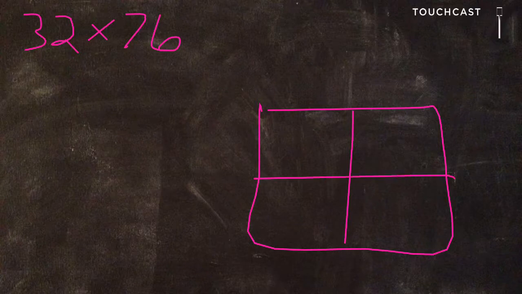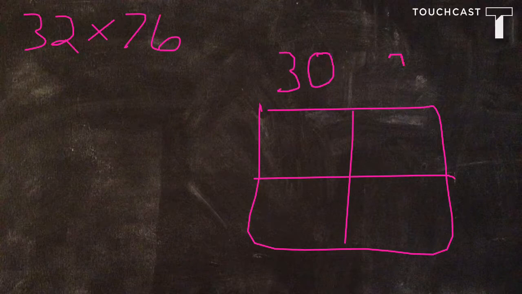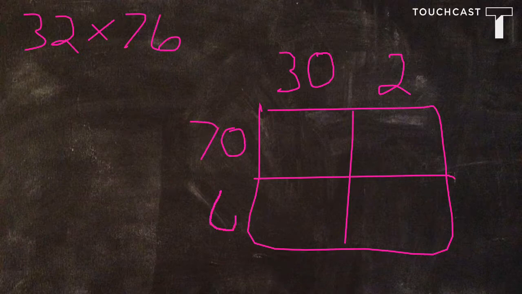And then for our numbers, we use the distributive property to break them down. So 32 is going to break down into 30 plus 2, and 76 on this side is going to break down into 70 plus 6. Now we are going to solve in those four sections.